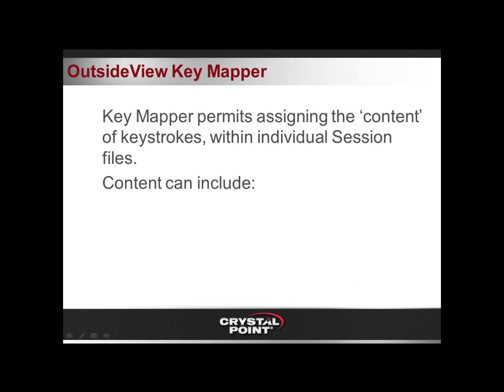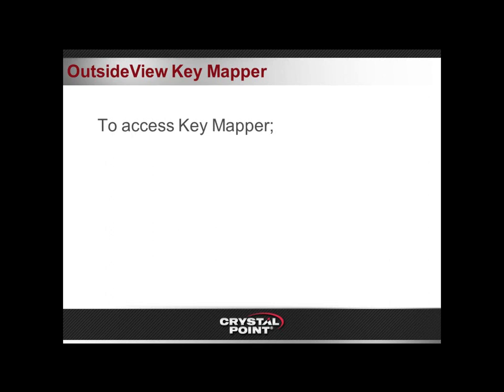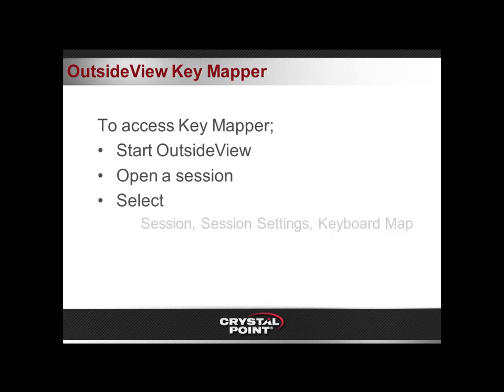That content can include pre-assigned functions like an F1 key or a transmit start of header. It can include macros or .NET API built executables, or it can include simply strings of text. In order to access the key mapper, you would need to start OutsideView, open a session, and select Session Settings, Keyboard Map. Let's do that now.